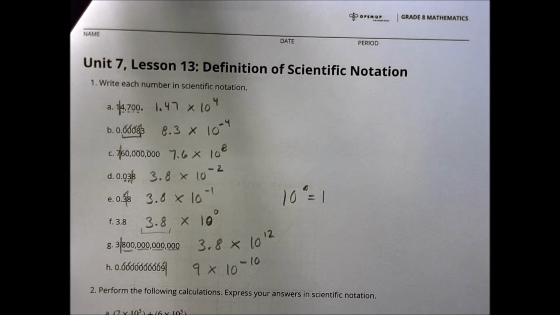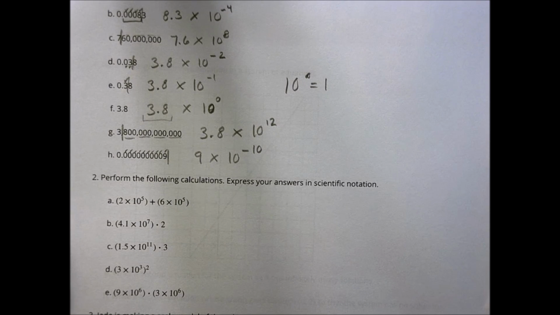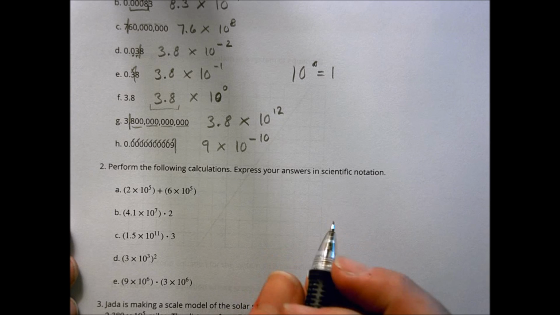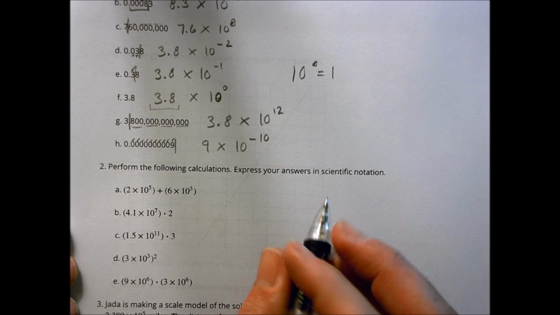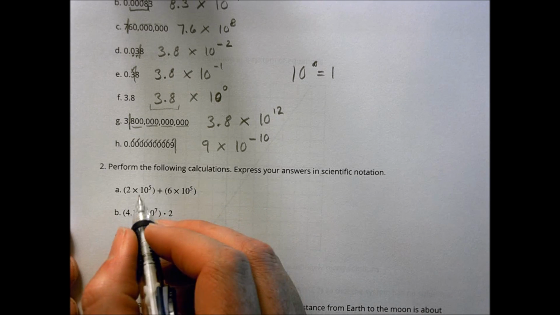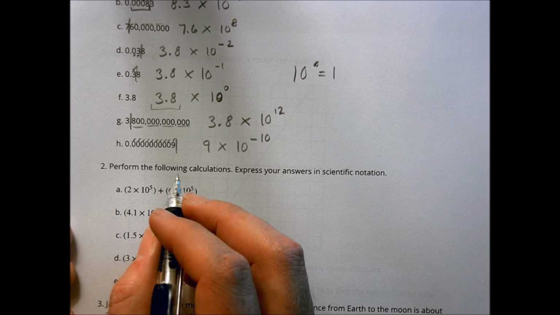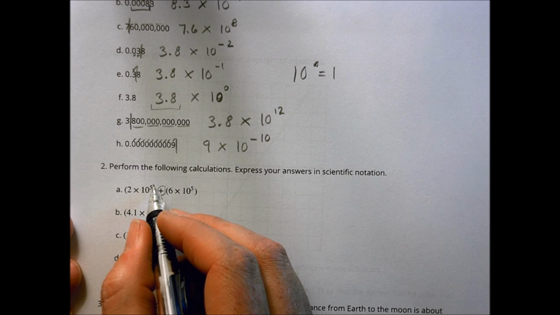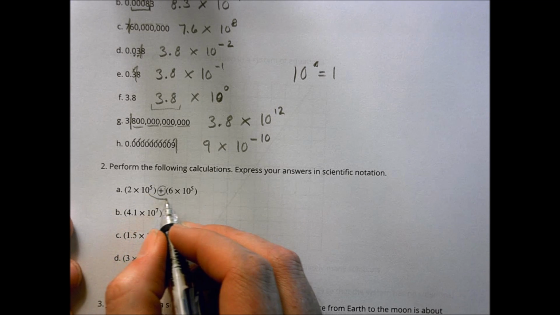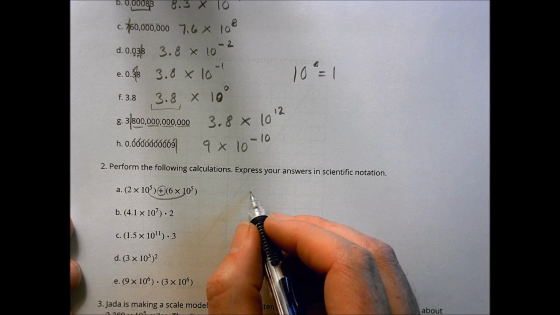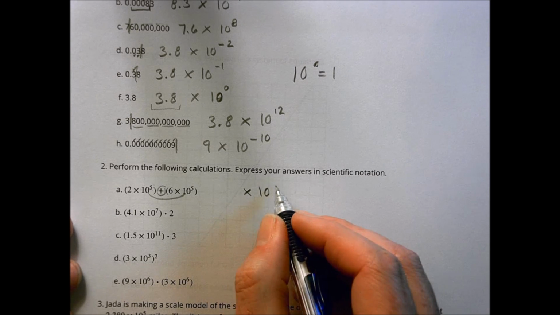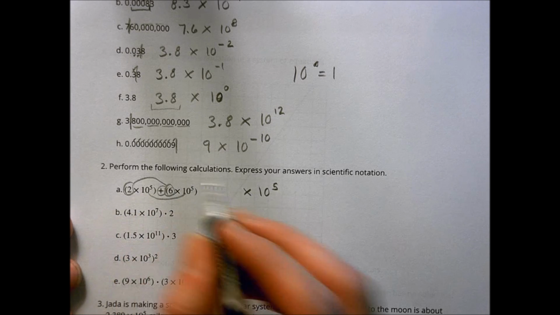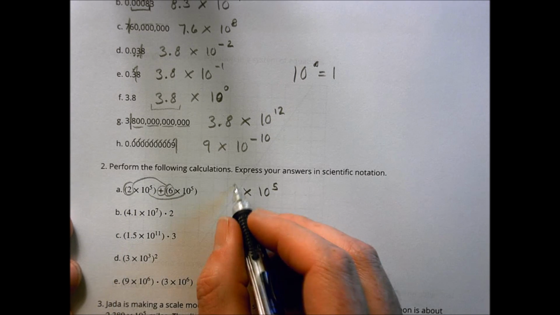All right, number 2. You have to use those extra notes we made today. So here we go. Perform the following calculations and write them in scientific notation. In this case, because I am just adding things up and using addition, my base 10s are going to stay exactly the same. So I'm going to have times 10 to the 5th, no problem. And then I'm going to go ahead and add those two numbers together. And 2 plus 6 is 8.